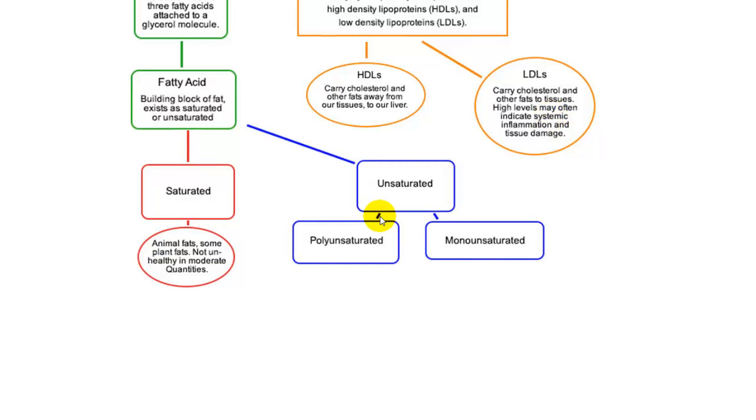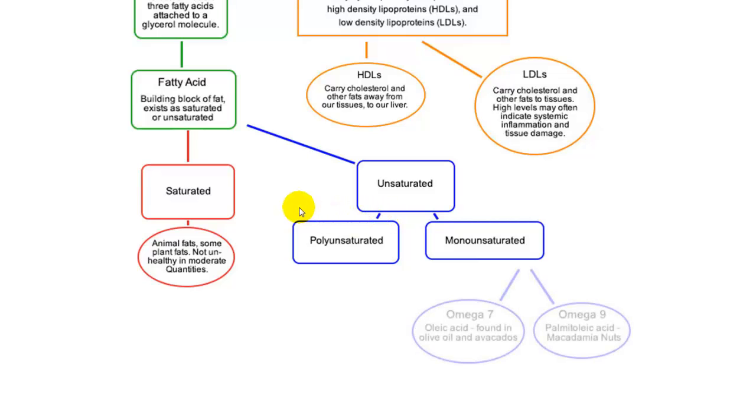All right, your unsaturated fats. Now, these are generally thought of as the good fats, and we have polyunsaturated and monounsaturated. Monounsaturated fats include omega-7 and omega-9, and these are generally pretty good fats. Oleic acid, found in olive oil and avocados and almonds, is pretty good. Omega-7, palmitoleic acid, found in macadamia nuts, is also pretty good, of course.